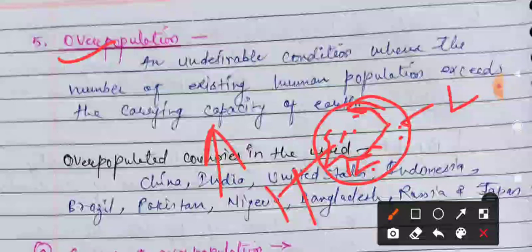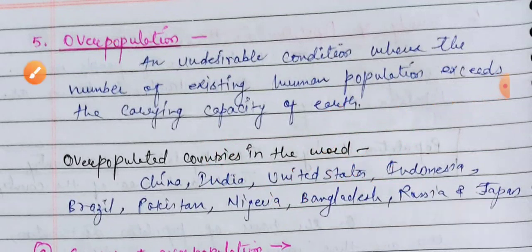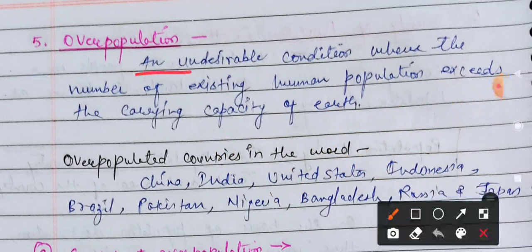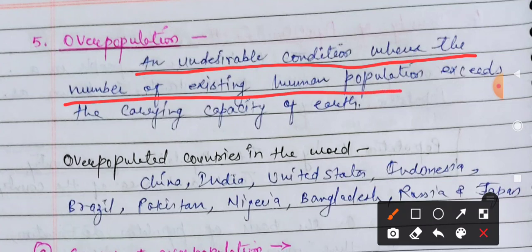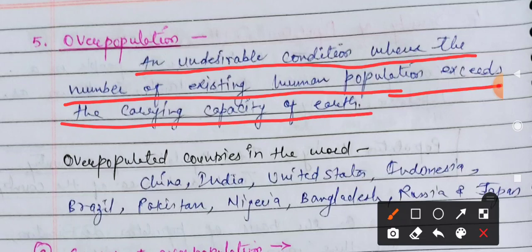So if we are talking about overpopulation, by this definition we can clear it. What is that? An undesirable condition where the number of existing human population exceeds the carrying capacity of earth. So this is called overpopulation.